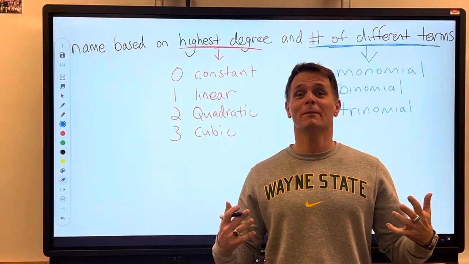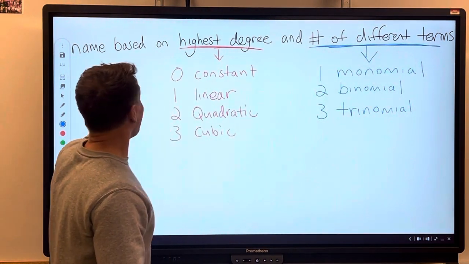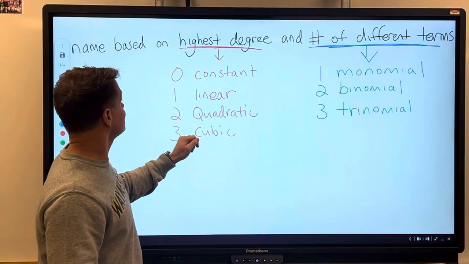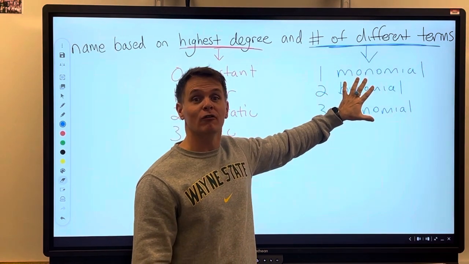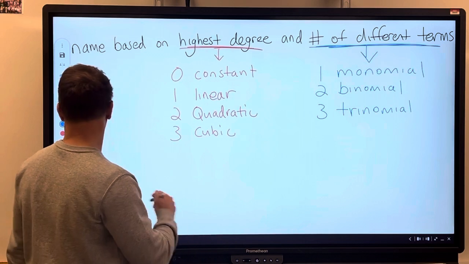I'm Mr. Naylor, and today what we're going to talk about is how to name polynomials based on the highest degree that they have and the number of different terms. Okay, so let's take a look at a couple of examples.